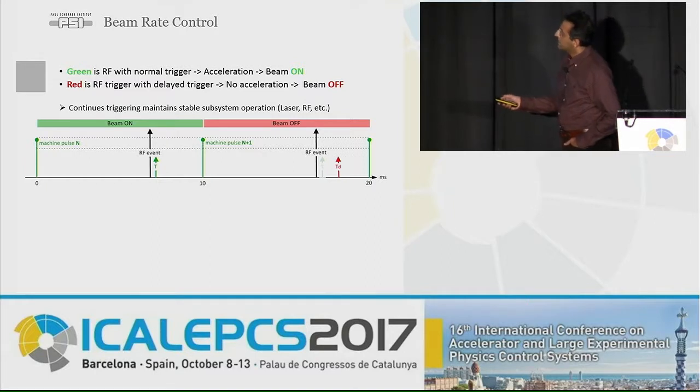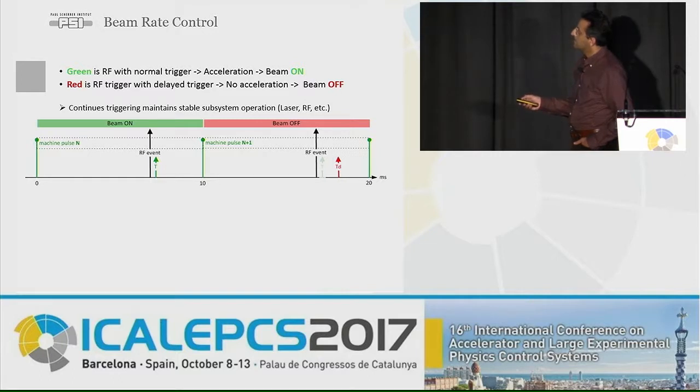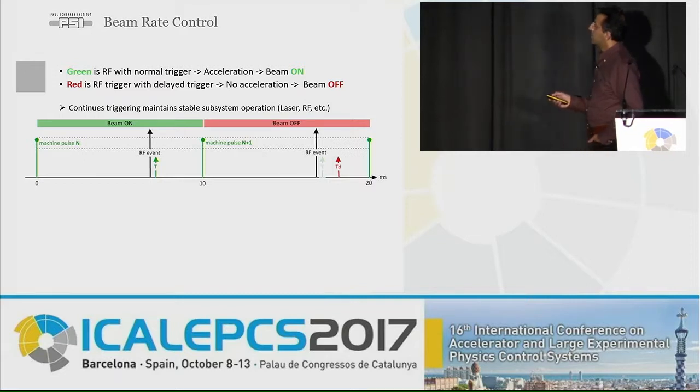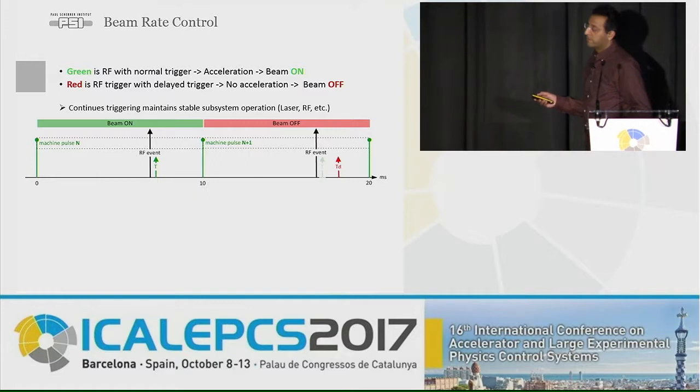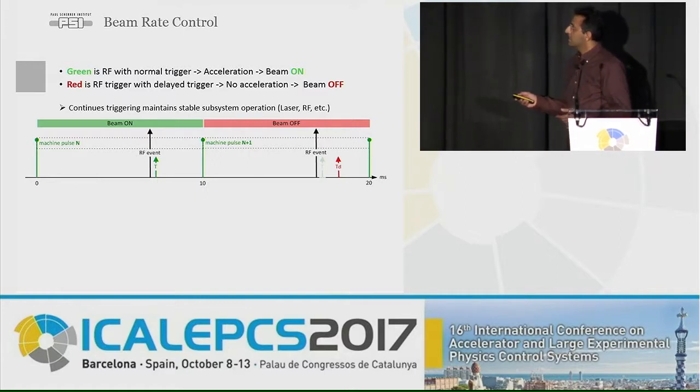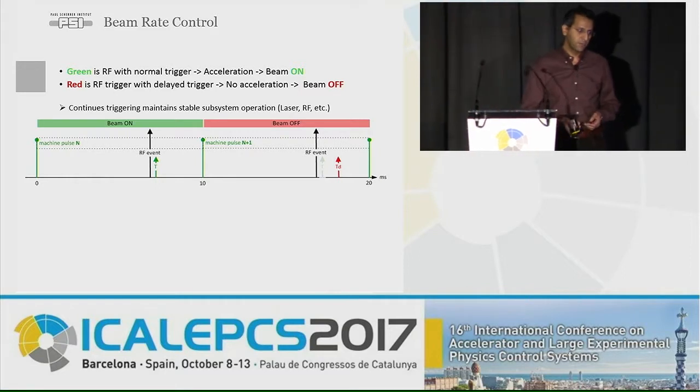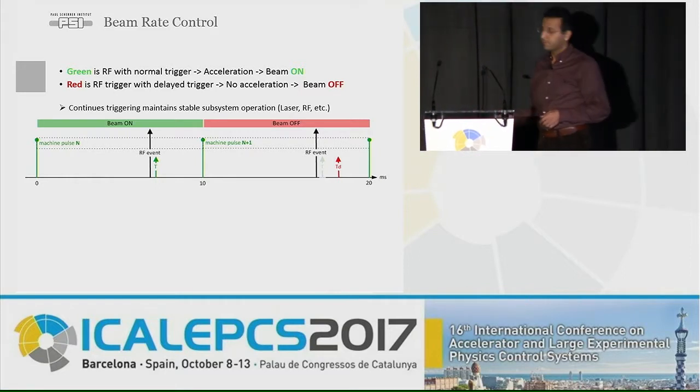If you look at the green side on the left, we have a pulse with beam. So we have an RF event, and slightly after that, subsystems have triggers on their system, and here we generate beam. On the next pulse, we do not want to generate beam, but we still send the event to the systems, but they generate the trigger a little bit later, typically a few microseconds, and this then arrives at a different phase to the RF system, which then does not accelerate the beam, and basically stops the beam. This is the principle that we use in all machine timing modes to control the beam rate.